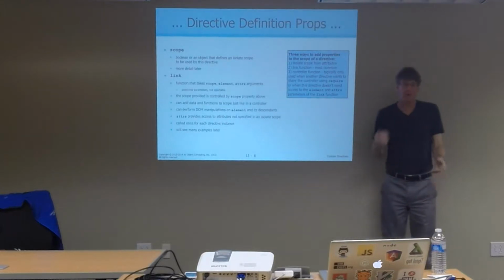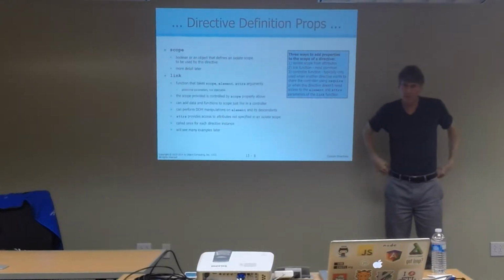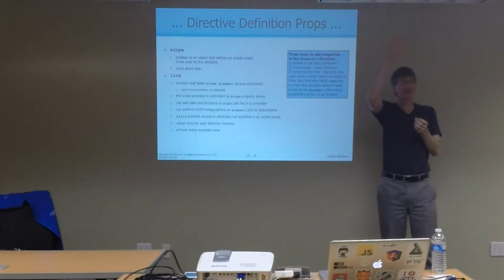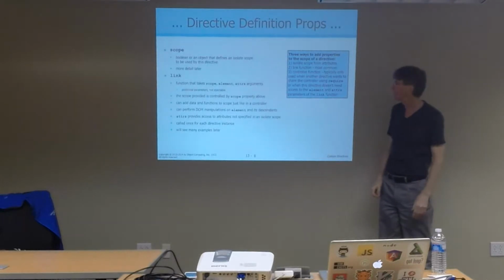Scope. Well, we'll talk about this in a few more slides, but for now I'll say that the directive gets to specify whether a new scope needs to be created. Is that scope one that inherits from an ancestor scope, or is it an isolated kind of scope? So those are the choices you have, and we'll see some detail on that coming up.